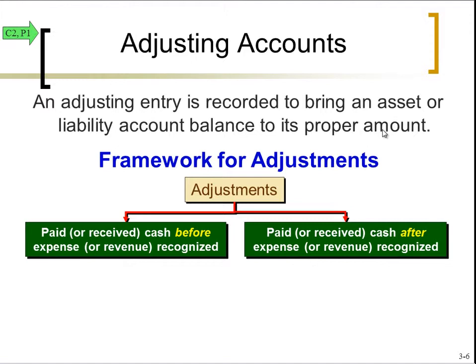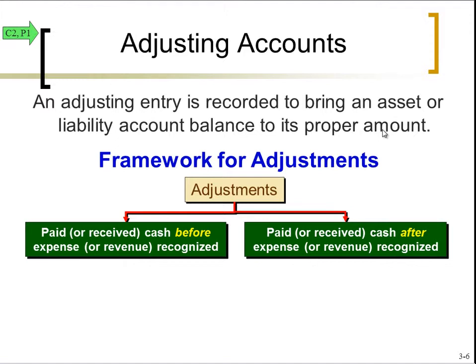In fact, every adjusting entry here has to have at least an asset or a liability, and it has to have a revenue or an expense. So you're adjusting both the asset or liability and the revenue or expense to the proper amount to recognize what actually happened regardless of what cash changed hands.